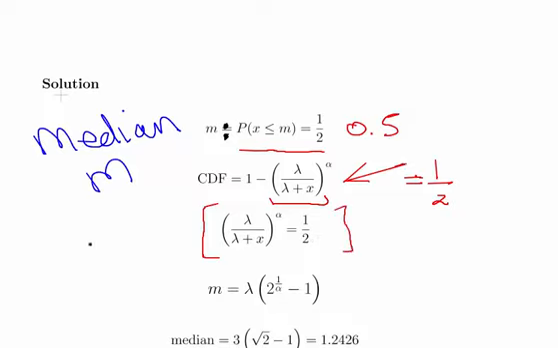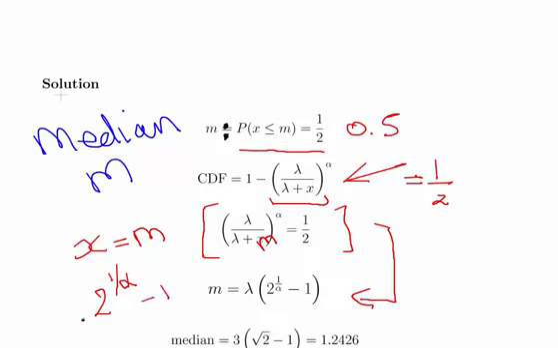Now I'm going to let x equal m here. Essentially I'm just going to replace this value of x with an m. What we're going to try and do is algebraically rearrange it into this expression here. It just takes a moment or two. So just to be clear, that is 2 to the power of 1 over alpha, minus 1, pre-multiplied by lambda. That is our value of the median.